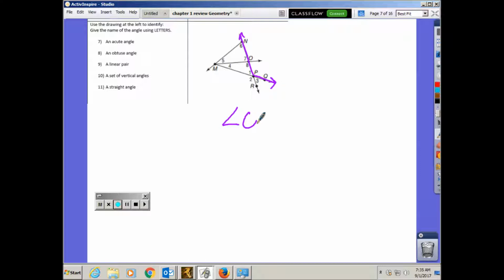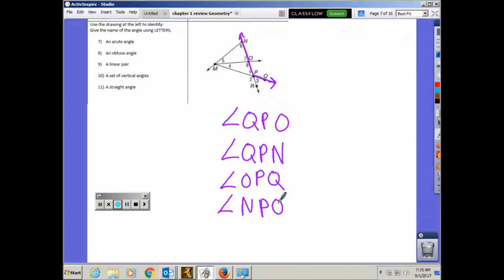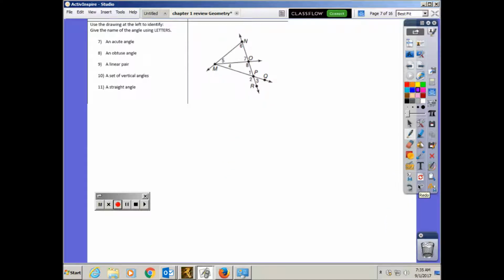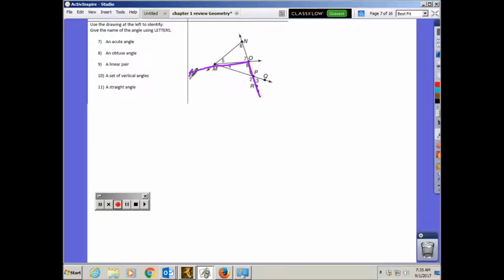And I can call that angle QPO. I can call it QPN. I can call it OPQ or NPQ. Another example here of an obtuse angle would be angle MOR, or I could call it ROM.